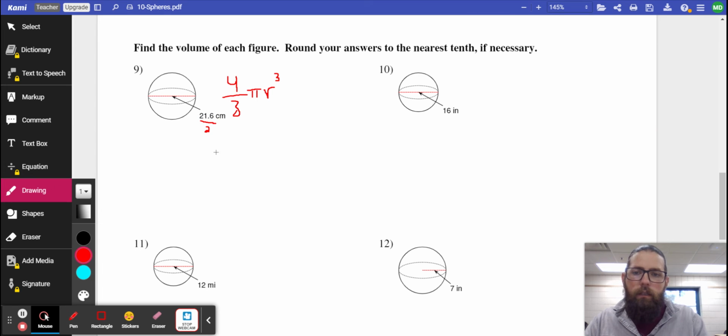is going to be 15.8. So there's my radius. I'm sorry, that's not right. Sorry guys. 11, sorry, 10.8. There we go. Sorry, my brain's still warming up this morning.